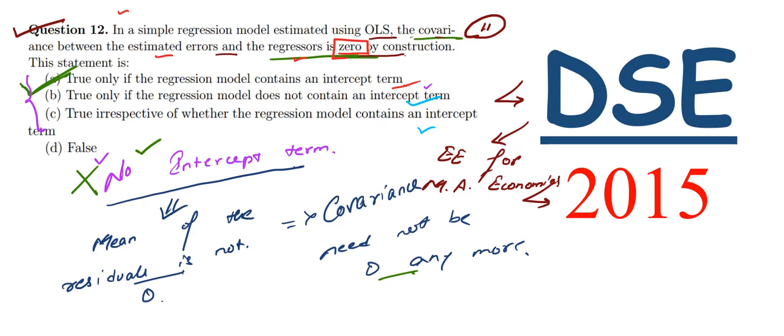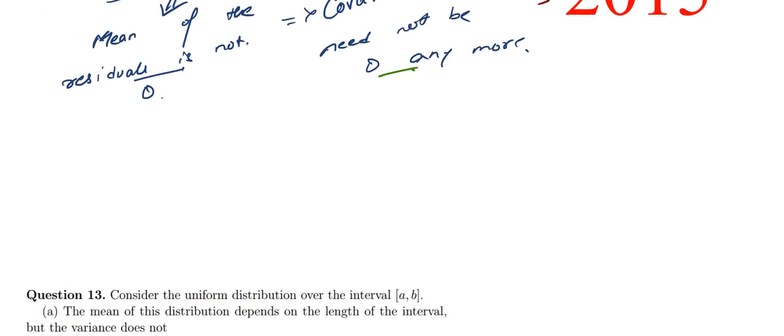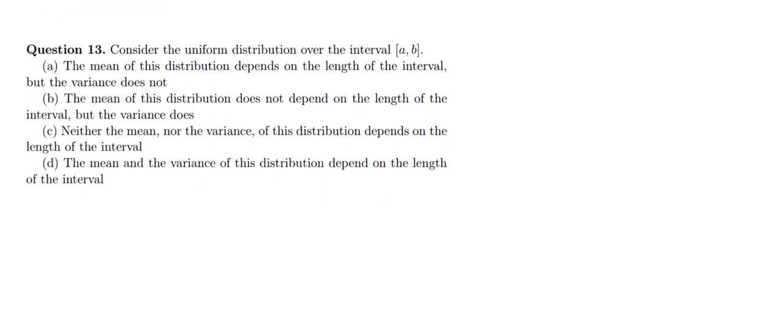Now let's move on to our next question, question number 13. It says: consider the uniform distribution over the interval a comma b. So we have been given a closed interval between a and b. Now we have four conditions.